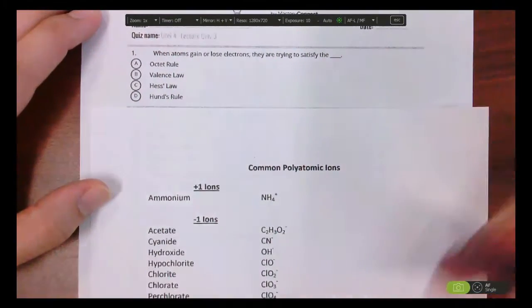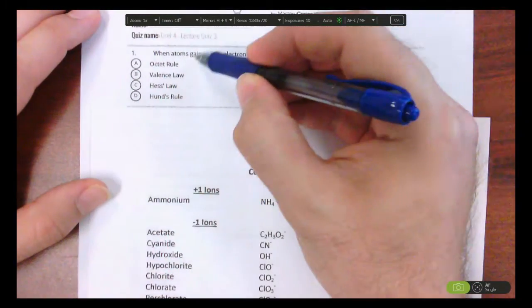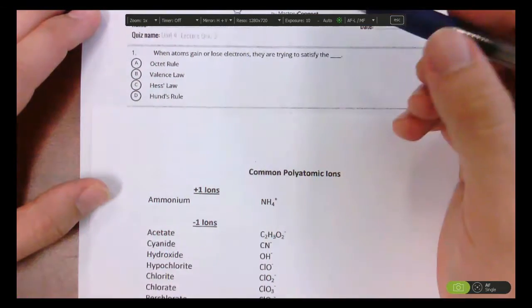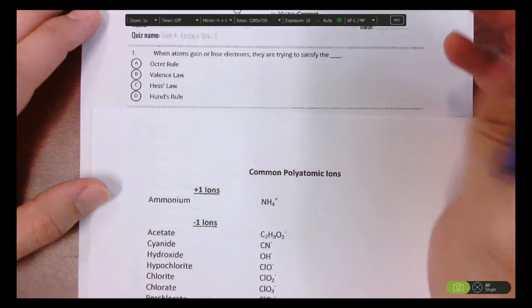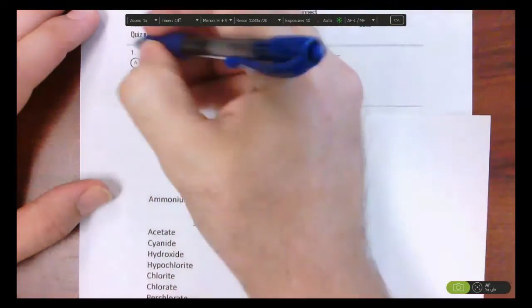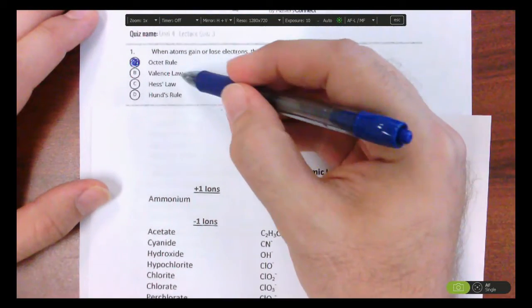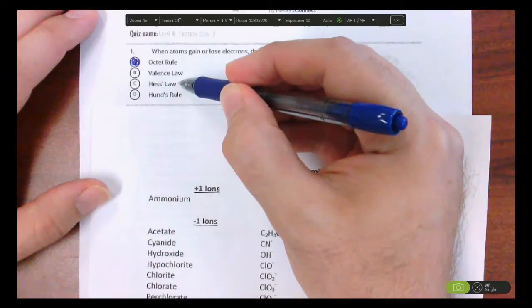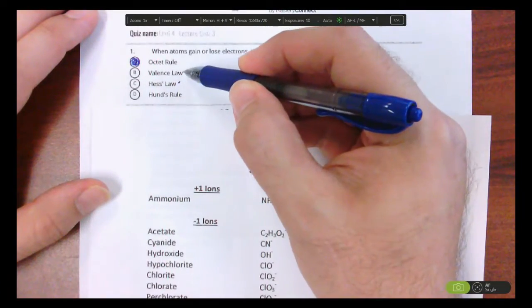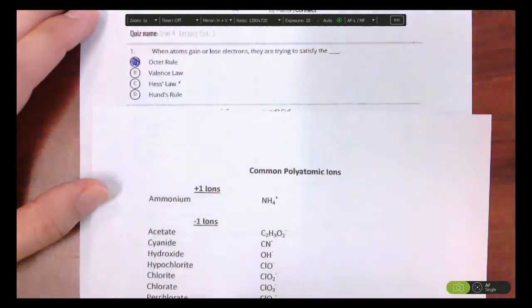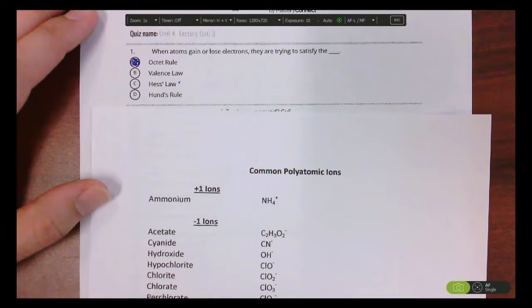All right, number 1. This one is actually a concept question. When atoms gain or lose electrons, they should even add the word share in there. They're trying to satisfy what rule? It's going to be the octet rule. It's the only rule we have talked about lately. All these others, Hess, we ain't even going to talk about Hess's law. There's no such thing as the valence law. And also Hund's rule was something y'all did back in Unit 2.